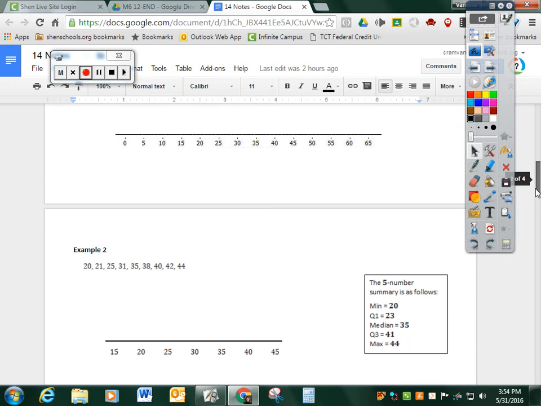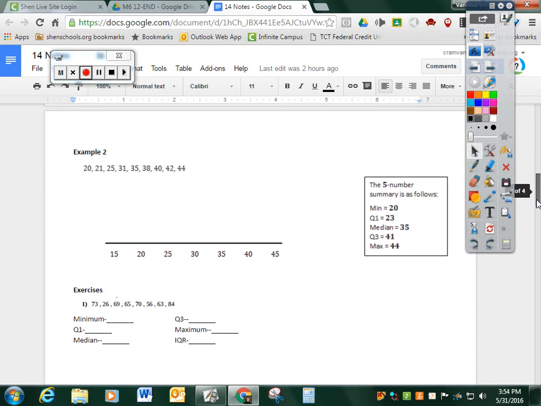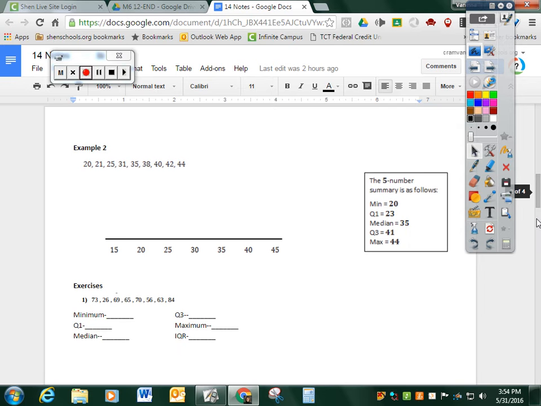Okay, now I'm going to let you and your partner try this example on your own. The only thing I will tell you is that you have to make sure the data is ordered least to greatest, and it already is. Okay? So I'm going to check my work with this work right here.